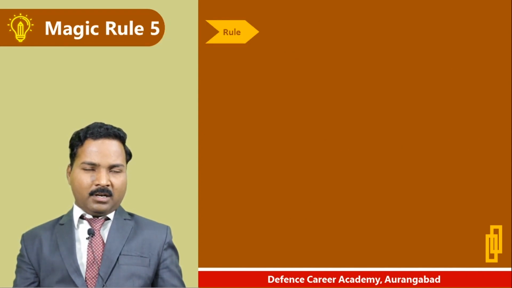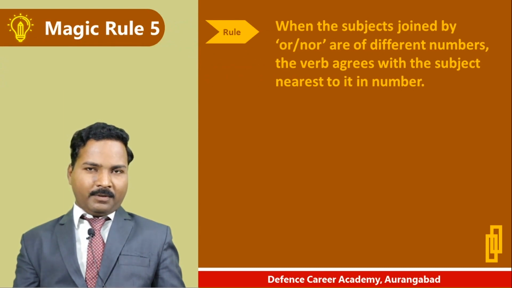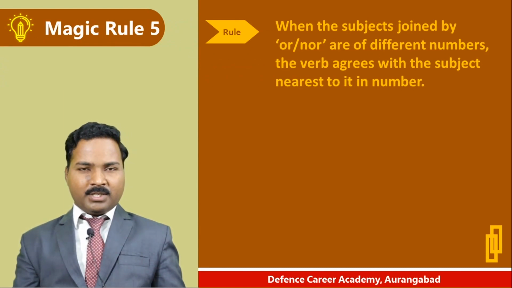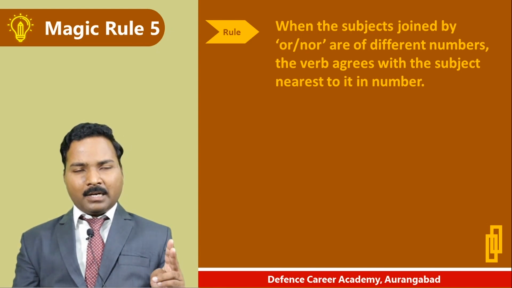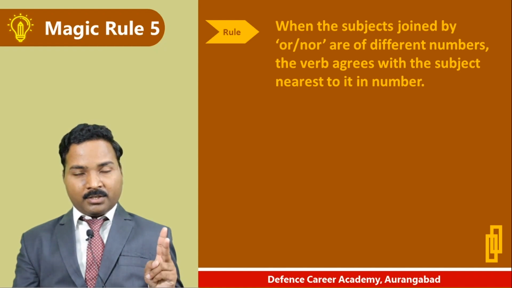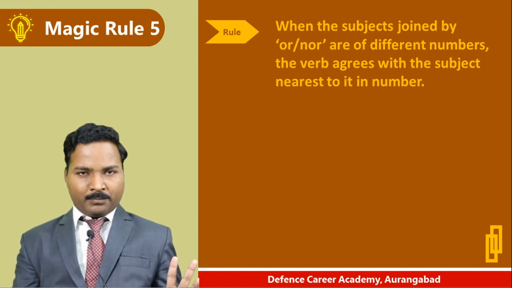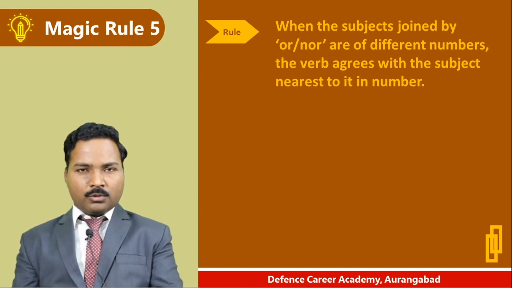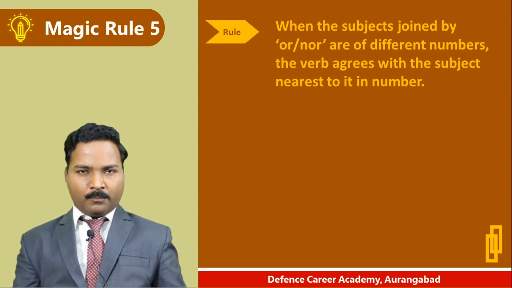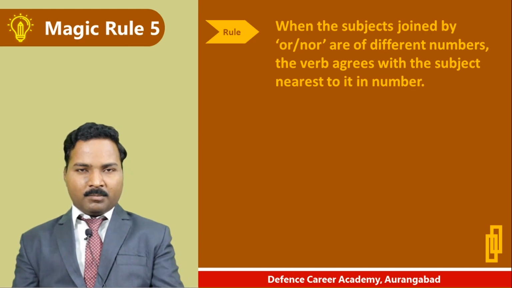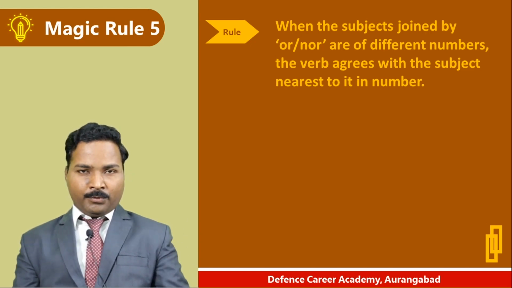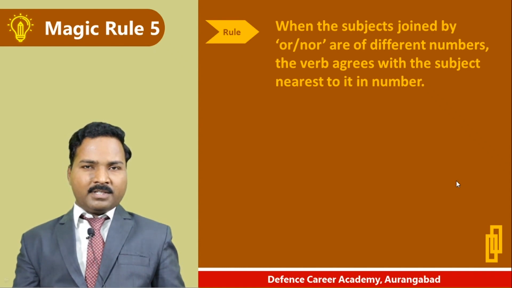And now let's learn rule number 5. In rule number 5, we see that the subjects are joined by or, nor and are of different numbers. What is number? There are 2 numbers in English grammar. Number is a grammatical concept. As far as nouns are concerned, we have 2 numbers, singular and plural. When there are 2 nouns joined by or, nor, one is singular and the other is plural. The first may be singular and the second plural, or the first may be plural and the second singular. The verb will always agree with the subject which is nearest to it.